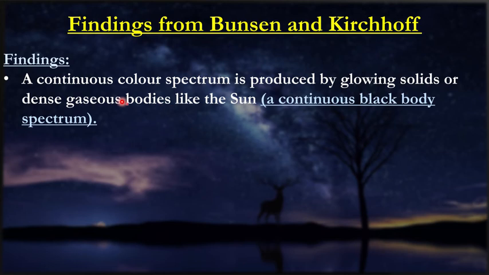So what were their findings of these two? You could produce a continuous color spectrum, like a whole rainbow, from a dense gas like the sun, which also produces a continuous spectrum.